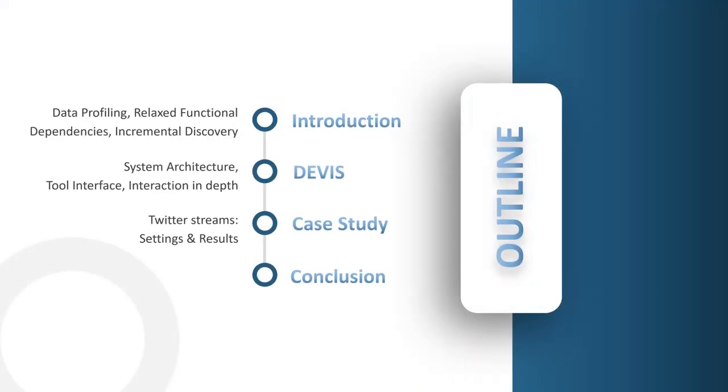This is the outline of the presentation, and in particular, after a brief introduction to data profiling and the definition of relaxed functional dependency, we will focus on the presentation of the proposed tool BigVis by describing its architecture, its visual interface, and how users can interact with it. Finally, we describe the evaluation performed through a case study, in which we focused on the dependencies discovered from streams of data associated with the tweet posts of the Twitter social network.